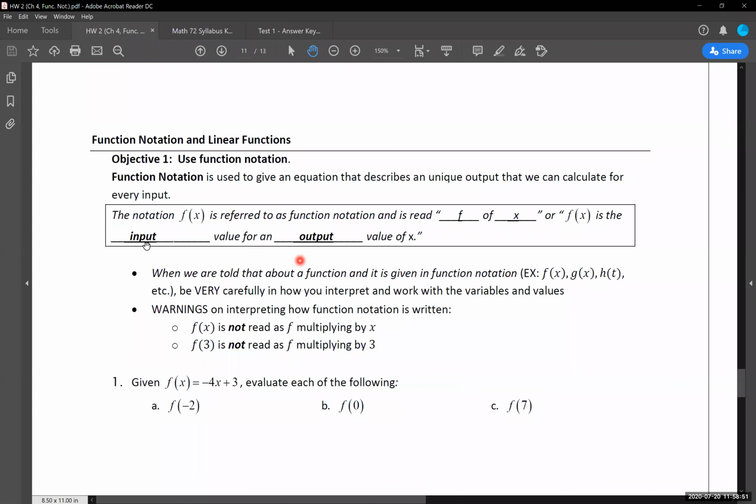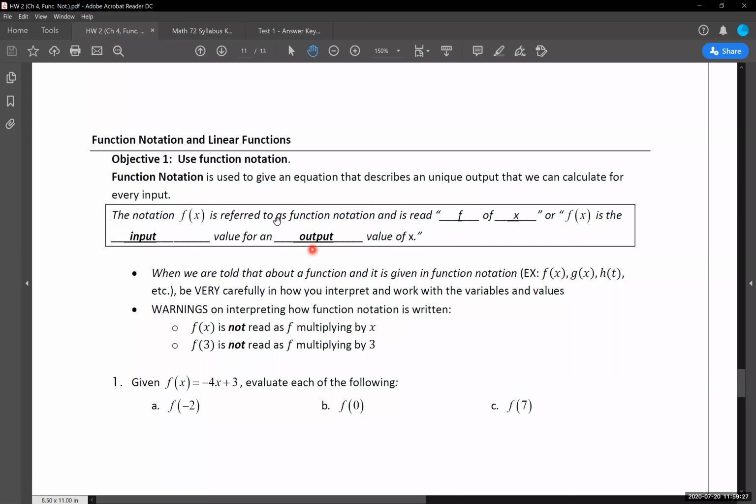I'll take a look at the source that this came from and see if I can edit that and then re-upload all of these lecture notes with the correct wording in there. Because this should be output value and this should be input value. f of x is the output, x is the input. Or you can think of it as whatever is in the parentheses is the input value. Okay? I want to hit that home because this is an error and I want to fix this for you the best I can.